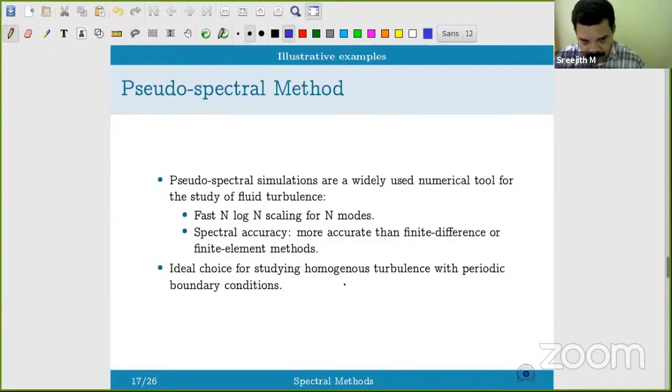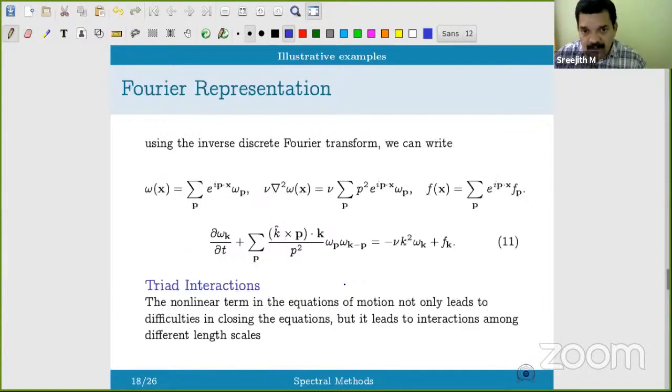Okay. First of all, if you want to solve it spectrally, we have to transfer the variables into the Fourier space.